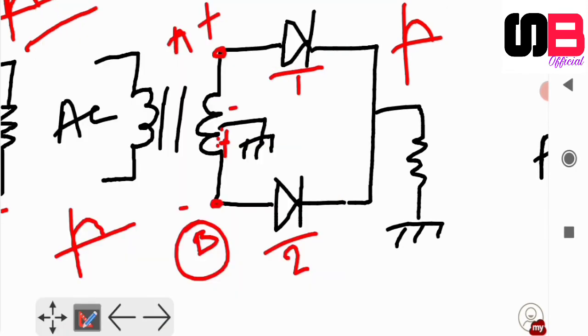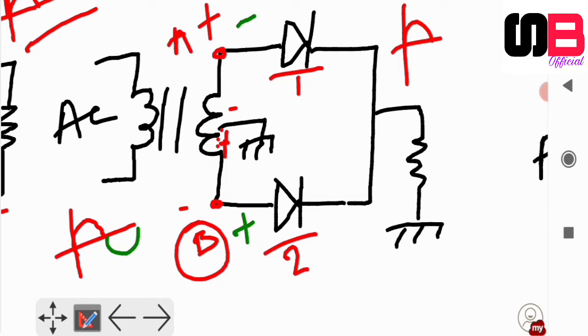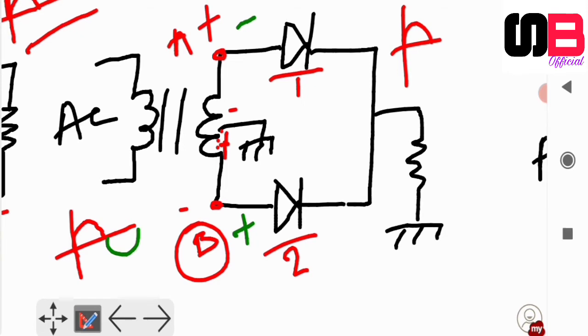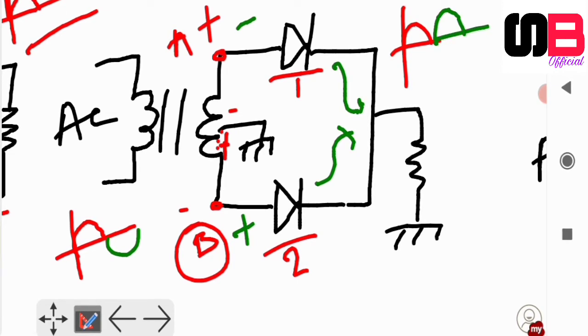Now whenever the negative half cycle comes, point A will be negative with respect to point B. In that case, diode 2 will conduct because diode 2 is forward biased, but diode 1 is now reverse biased. The direction of flow of current is the same, so we will again receive a positive half in the same direction. So this is the output waveform of the full wave rectifier.